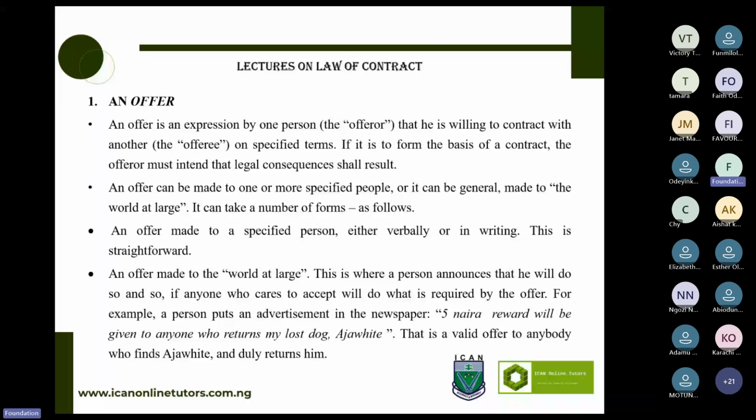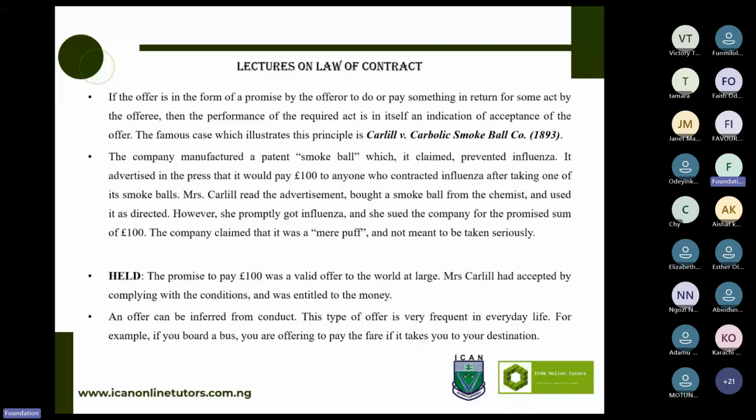Now, Carlill and Carbolic Smoke Ball is a popular case that we use in defining a unilateral contract. It's a popular case that we use to establish that if you have made a promise to the whole world, anybody that accepted that promise and performed what you have asked them to do is, in law, said to have given pure acceptance, and the contract will be binding on you. Performing the requirement in that promise is an indication of acceptance. So you, the offeror, cannot deny it again.